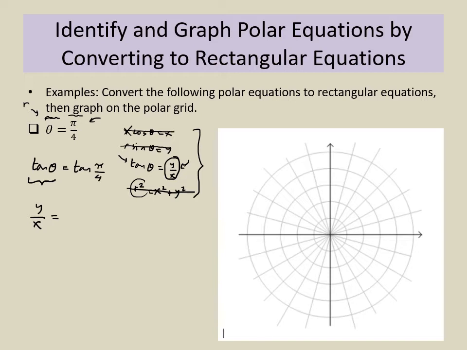Now, what is tangent of the angle pi over 4? That's a known angle, isn't it? Definitely. This is the angle that we know. Pi over 4, 45 degrees, right? Here's the triangle, 1, 1, square root 2. So what is tangent of pi over 4? 1. That means this equation here, converted, is y over x is equal to 1. So now our conversion is complete.